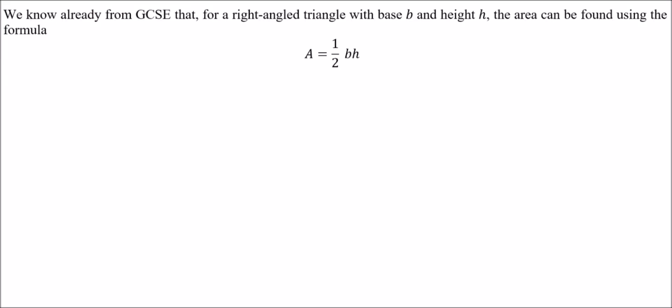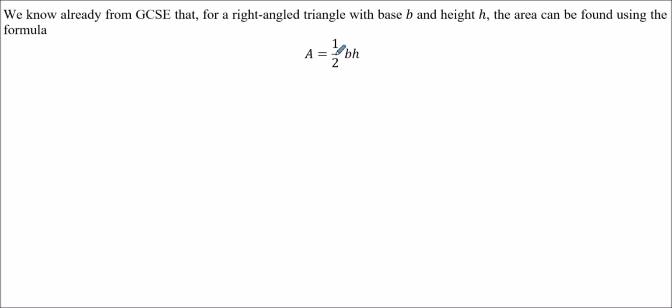So, area of a triangle. No prizes for knowing this from GCSE. You should already know from GCSE that for a right-angled triangle with base b and height h, the area of it can be found using the formula area equals 1/2 bh. The area is 1/2 multiplied by the base multiplied by the perpendicular height.